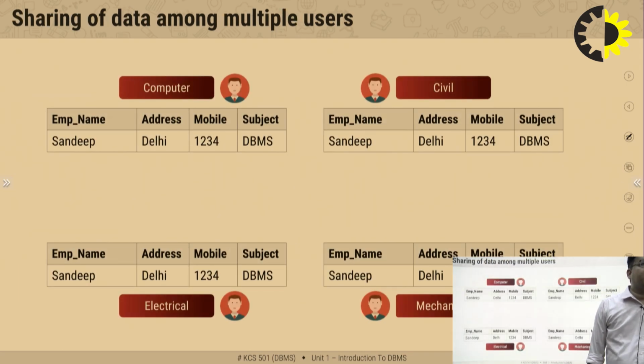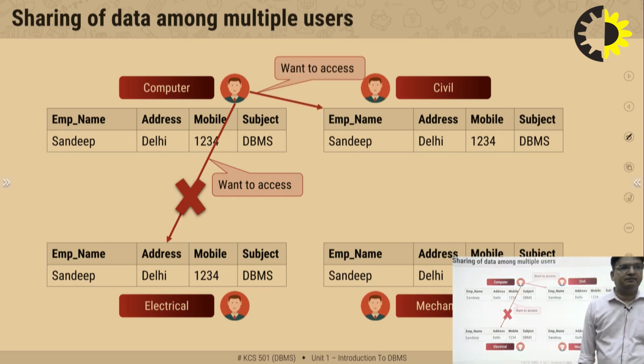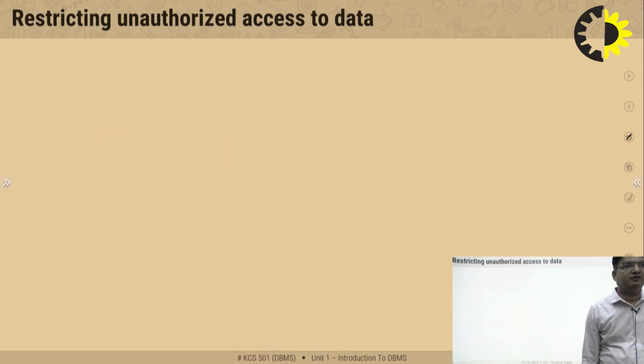Now, the sharing of data among different users, multiple users. So a computer person wants to access the data of electrical one. No, that is not allowed in a traditional system. And the computer person wants to access civil data. No, not allowed again. But DBMS allows more than one user to access the data simultaneously.